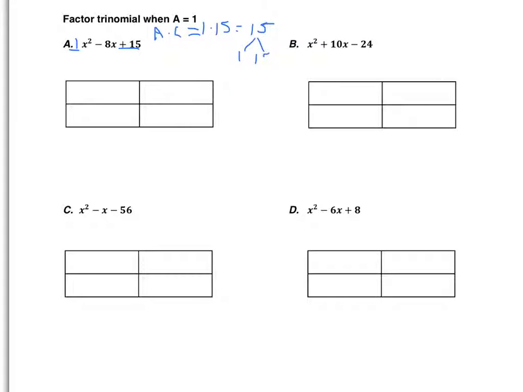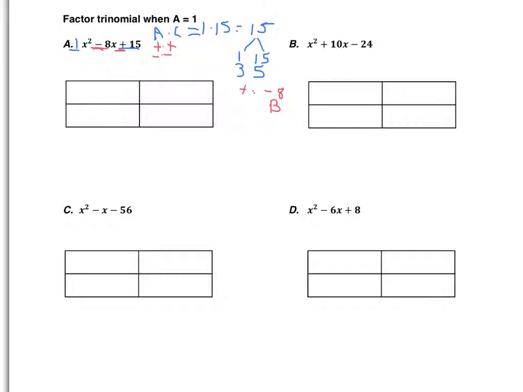So 1 and 15, 2 doesn't go into 15, but 3 does, 3 and 5. And then what we have to look at is, of these factors, 1 and 15, 3 and 5, which ones add up to a negative 8? And that's our b value. So they have to add up to my negative 8. What we need to look at also is we have to multiply to get 15. So that would either be a positive times a positive or a negative times a negative.